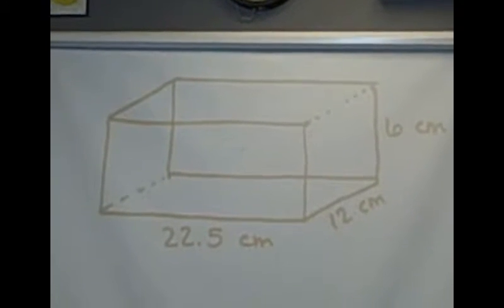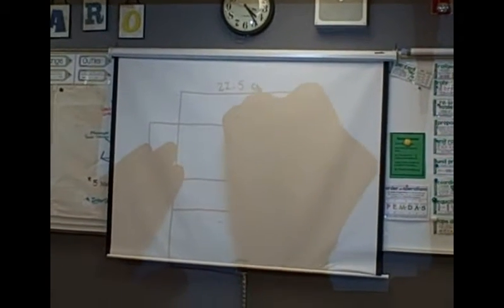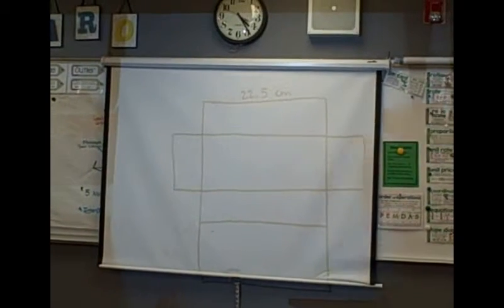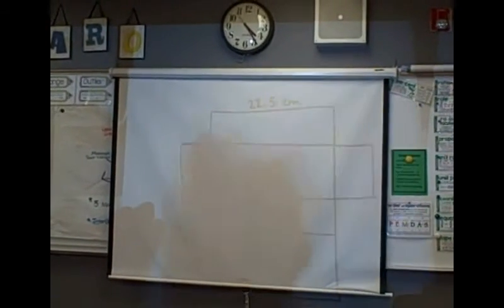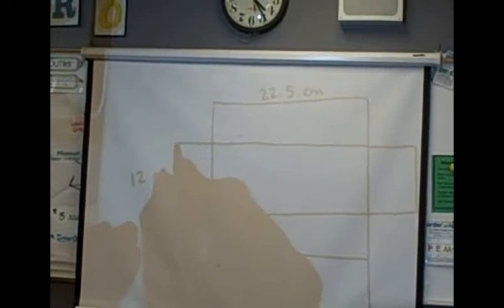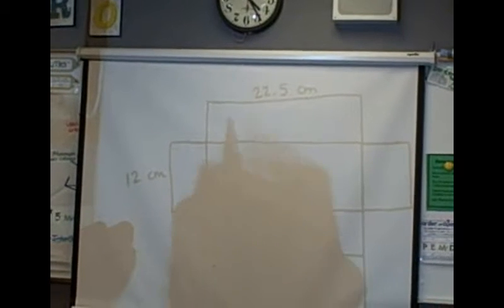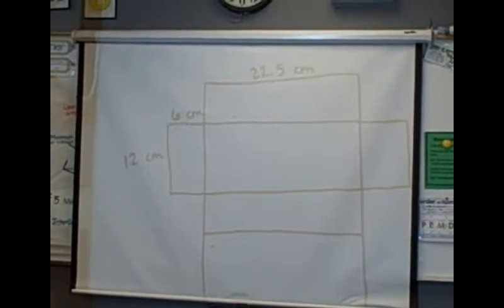Now if we look at the net, we're going to be looking at something that looks like this. Again, the length is 22.5 centimeters. The width, which would be this side right here, is 12 centimeters. And the height of the box, if you were to fold this up, would be right here, is 6 centimeters.